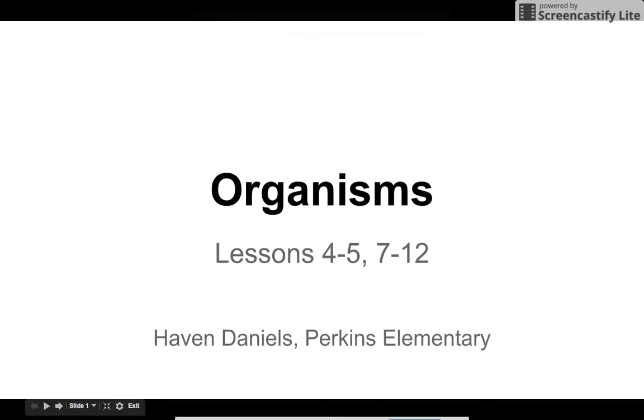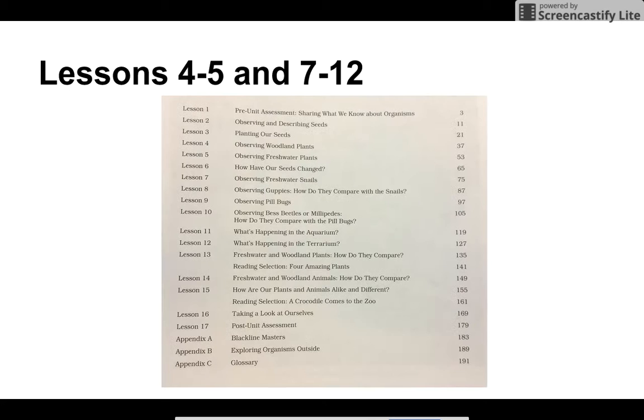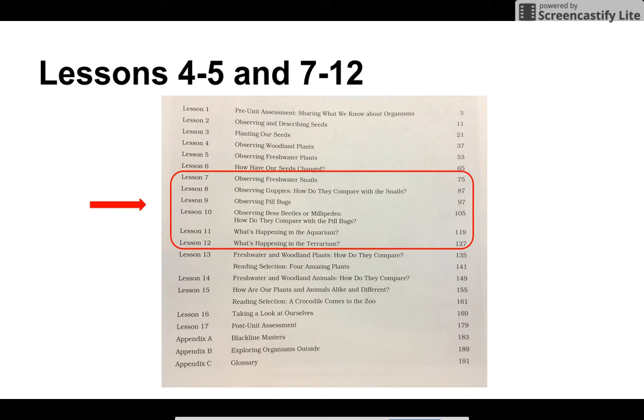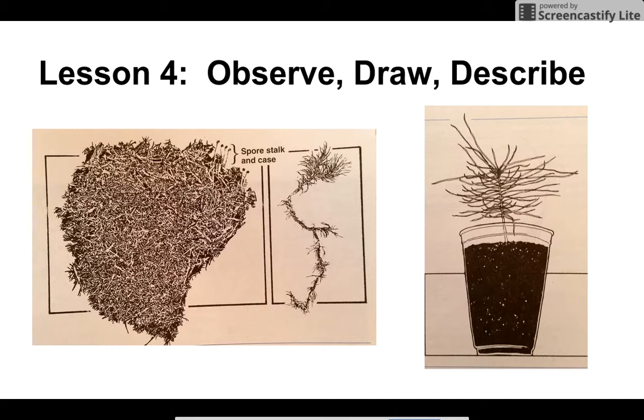I'm here to give you an introduction to investigations 4 through 5 and 7 through 12. We will cover the close reading in our next screencast. These lessons are grouped together because in them students learn about woodland and freshwater plants, woodland and freshwater animals, and they observe changes in the aquarium and terrarium over time. Let's go through each lesson.